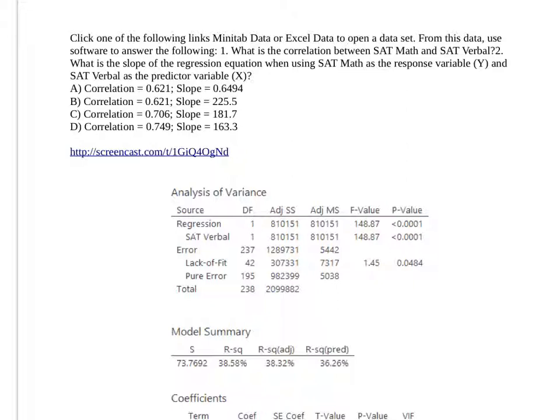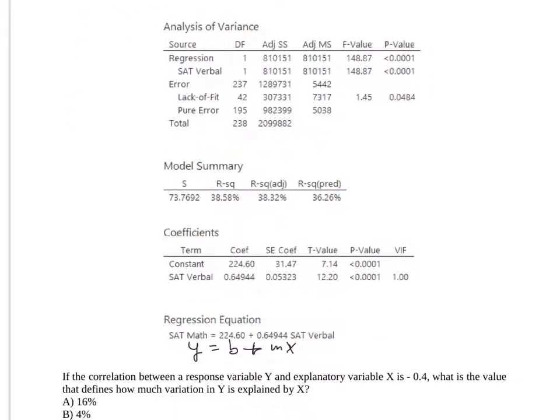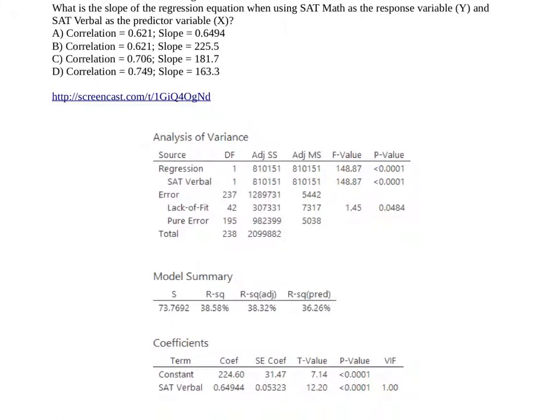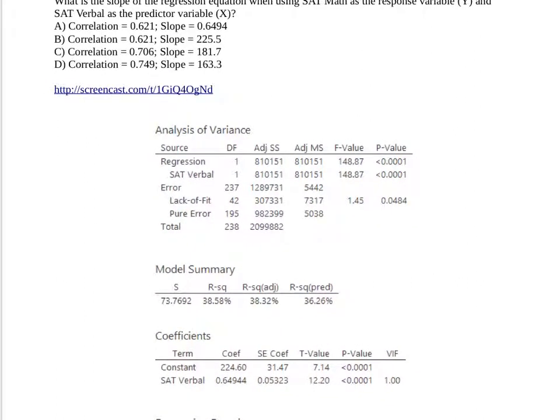So we already went through the slope. We just go to the regression equation that Minitab gives us. We find what's in front of our predictor variable. That's our slope. Done. Easy. Slightly more complicated, but not terribly complicated, is finding the correlation. Now the correlation we often write as R. So we say the correlation is R.